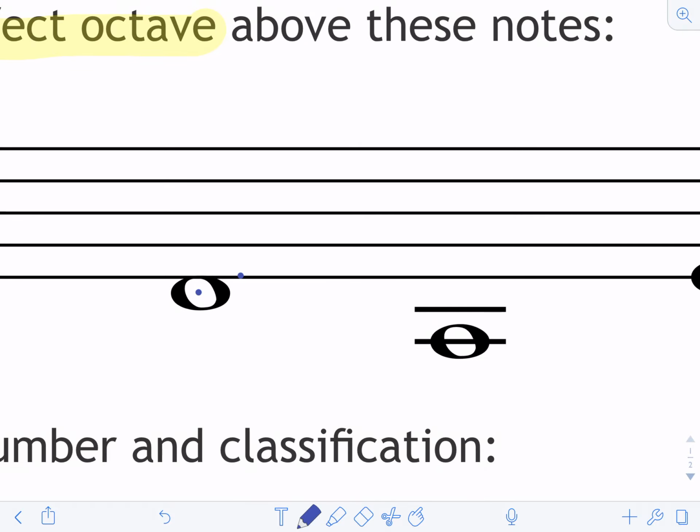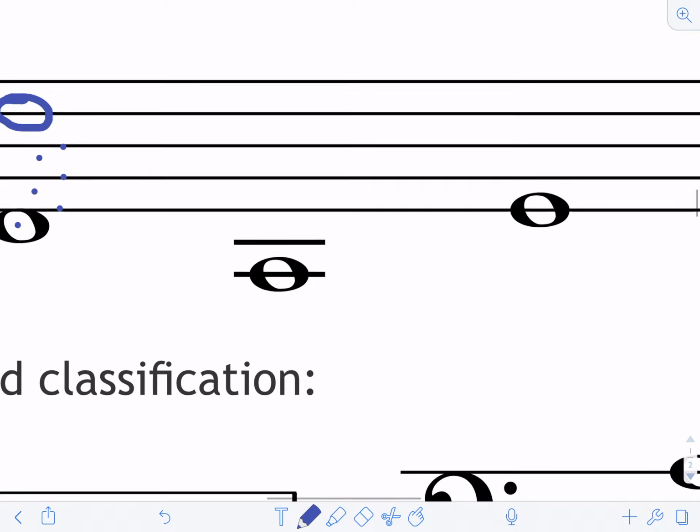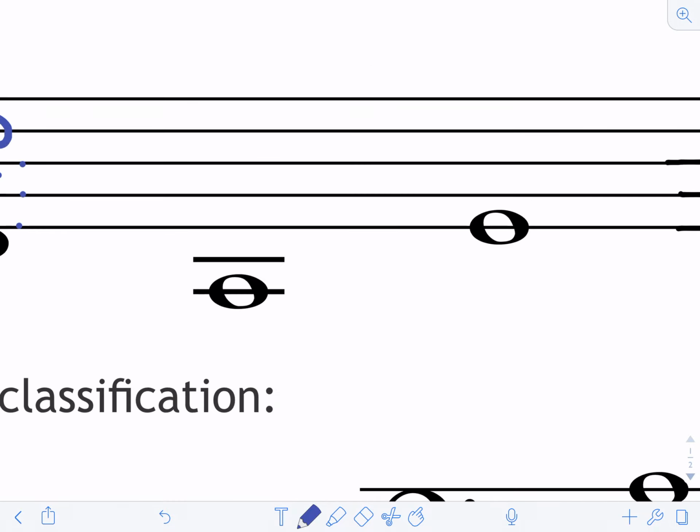1, 2, 3, 4, 5, 6, 7. Here's 8. And you do not have to do the dots that I'm doing, guys. I'm just putting those in so you can see where I'm going. Alright, this one's on the ledger line. So we have to count every line and space down here. So here's 1. 2 would be this space. 3, 4. Now we're on the staff. 5, 6, 7, 8 is in the second space.